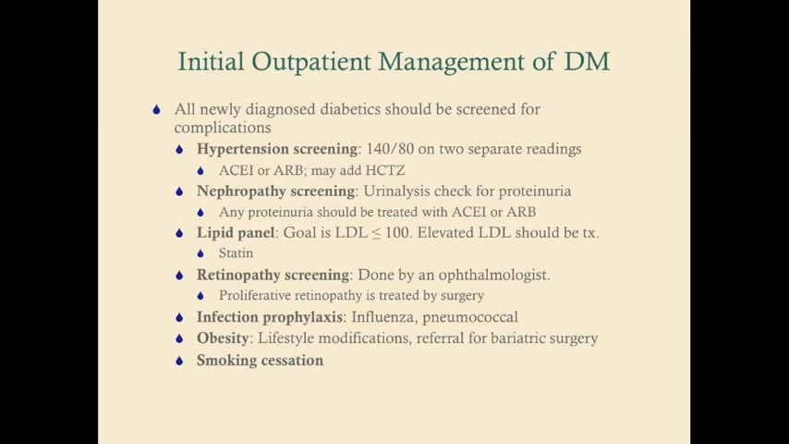Nephropathy should be screened for. That's as easy as doing a urinalysis, and we're checking for proteinuria. If there is present proteinuria, then it means that there is some level of diabetic nephropathy, and any proteinuria should be treated with an ACE inhibitor or an angiotensin receptor blocker.